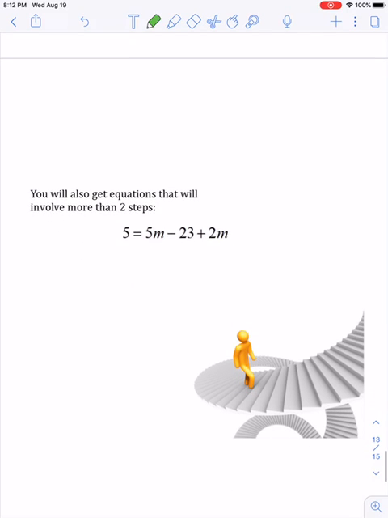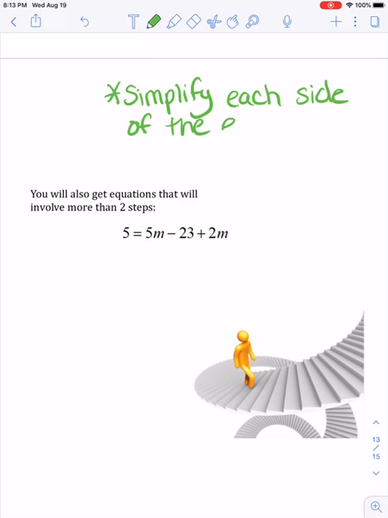All right, so now we're going to do some equations that involve 2 or more steps. So when there's lots of things going on, what I always like to do is try to first simplify each side of the equation first, if possible. That's what I look for.